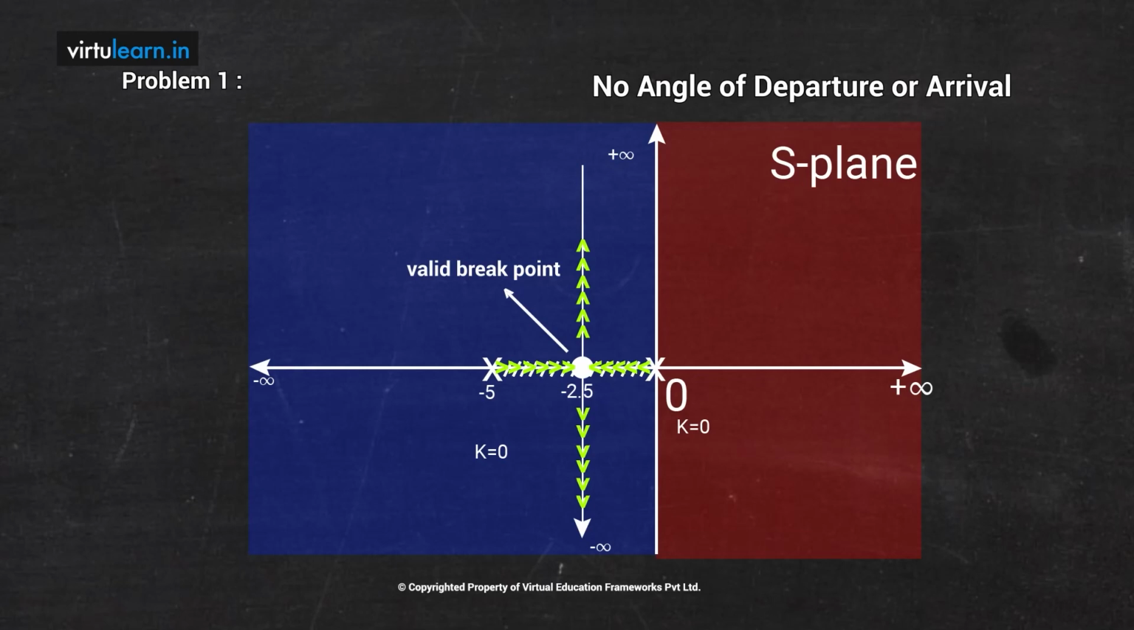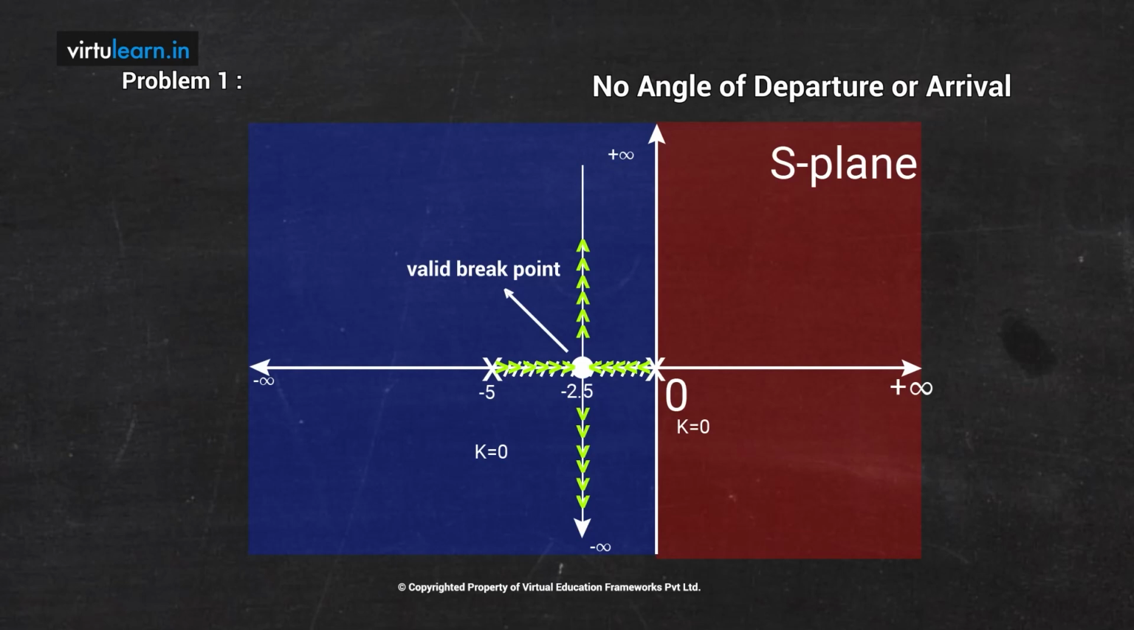It is going along with this asymptote because your centroid and breakpoint are both the same. Centroid is minus 2.5, breakpoint is also minus 2.5. Therefore, they exactly follow. In fact, over the asymptote you have one root locus branch which is going to plus infinity, and another root locus branch is going to minus infinity.